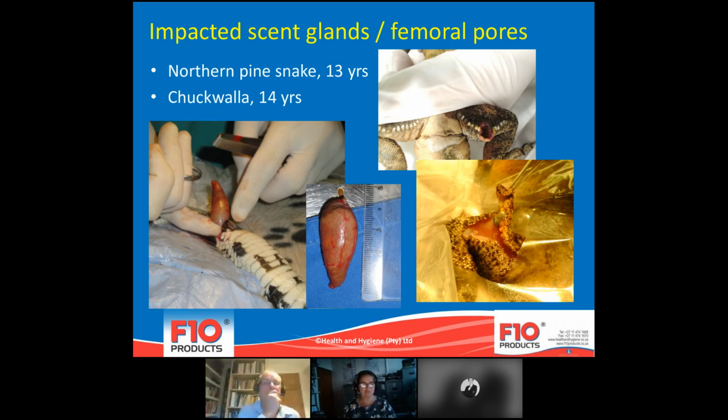If they don't resolve, then often we do have to remove them surgically. The other thing I've used F10 ointment for is impacted femoral pores in lizards. I didn't have a picture, so this is actually a chuckwalla that had a squamous cell carcinoma, but you will get impacted femoral pores where they get this sort of keratin debris building up, and you can remove it and then just put some F10 ointment into the defects that are left behind.